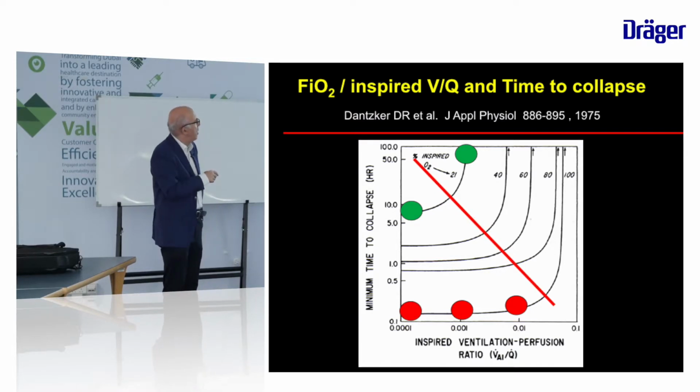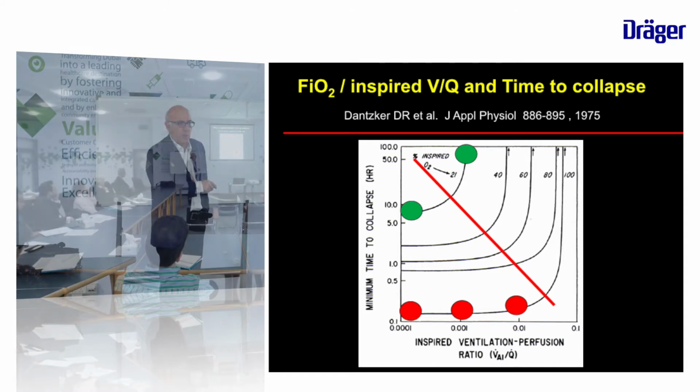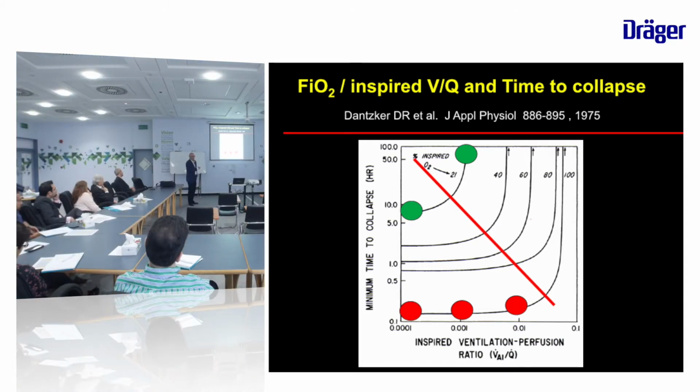If you have a lower FiO2, of course, if the ventilation perfusion, which is the VA/Q, is high, you have no problem at all. If you have a relatively low one, it takes hours before you collapse. So the higher the FiO2 and the lower the VA/Q, okay? The more atelectasis you have, you promote even more atelectasis.